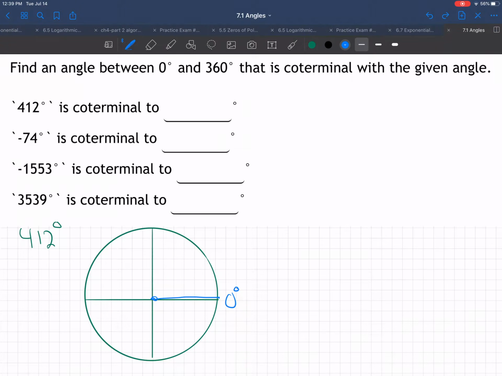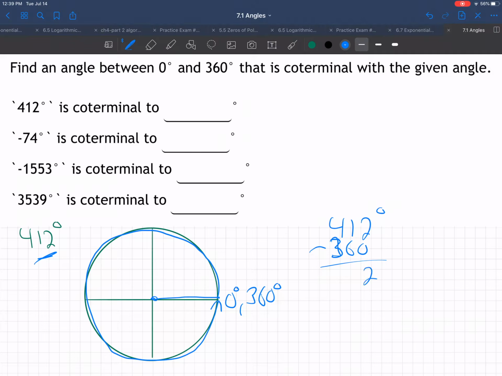And so how far is 412? Remember, you know that all the way around is, let me just write it right here, 360 degrees, isn't it? So this 412 is more than all the way around. It's 360, and then how much more? Well, I don't know. Let's go see. Let's take away 360, take away that full rotation. What does that leave us? 52 degrees more.